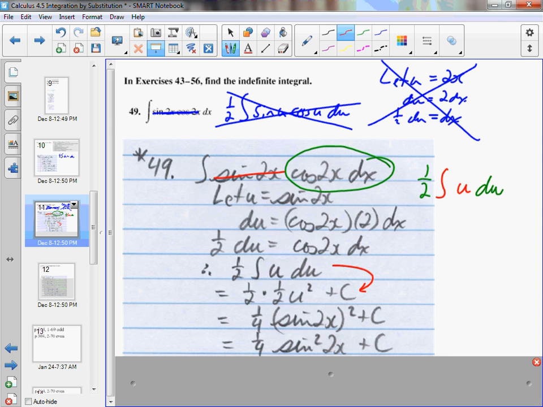From here to here. All right, so copy down the 1/2, and then the antiderivative of u. I added 1 to the exponent, and then I divided the coefficient by the new exponent. Okay?